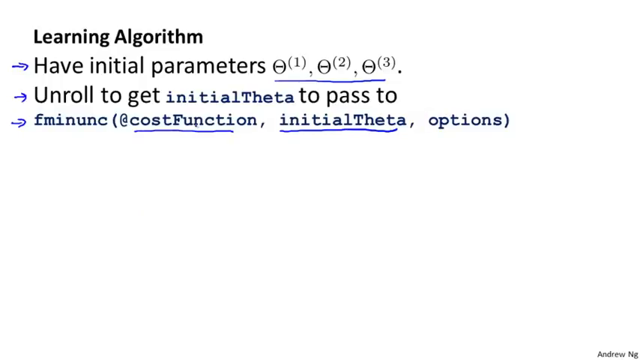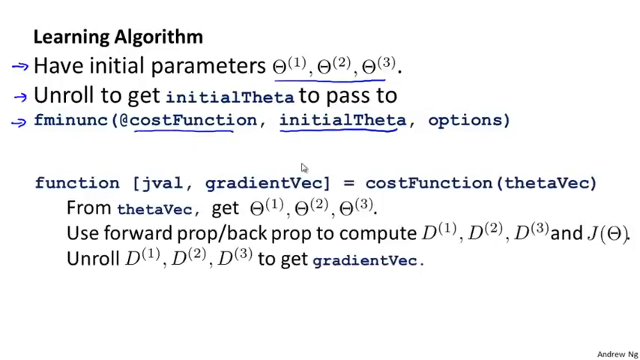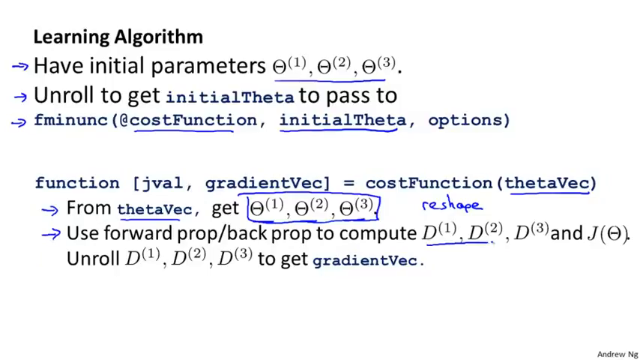The other thing we need to do is implement the cost function. Here's my implementation of the cost function. The cost function is going to be given its input thetaVec, which is going to be all of my parameters in a form that's been unrolled into a vector. So the first thing I'm going to do is use thetaVec and the reshape function. I pull out elements from thetaVec and use reshape to get back my original parameter matrices theta 1, theta 2, theta 3. So these are going to be matrices, which gives me a more convenient form in which to use them so that I can run forward propagation and back propagation to compute my derivatives and to compute my cost function J of theta.